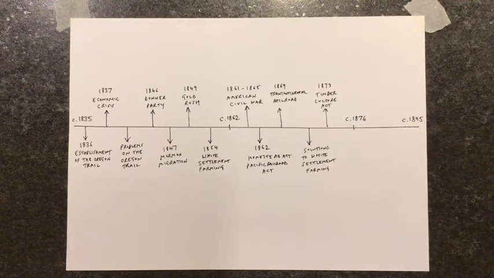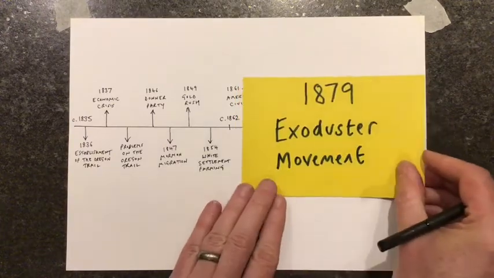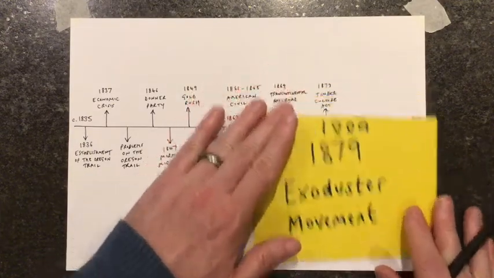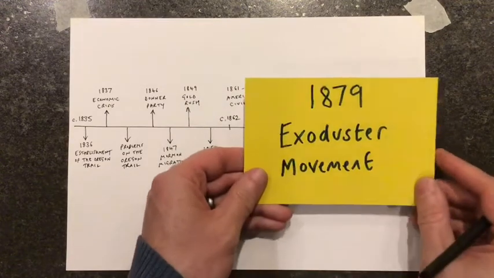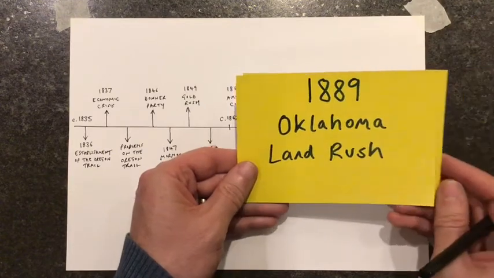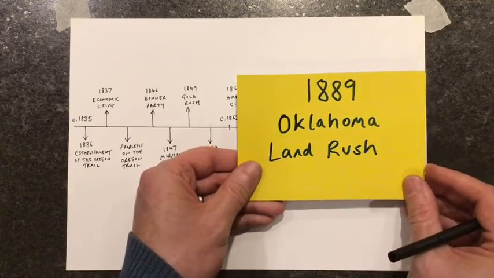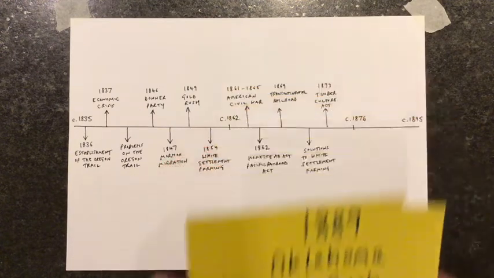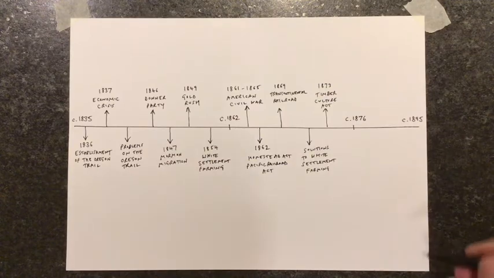So in the final period of time, we just have 2 events to learn that complete that timeline of migration and settlement. So those 2 cards just here. If you remember in order, we have first of all the 1879 Exoduster movement and the rather peculiar but fascinating 1889 Oklahoma land rush. So we'll be able to put both of those events on there for you.